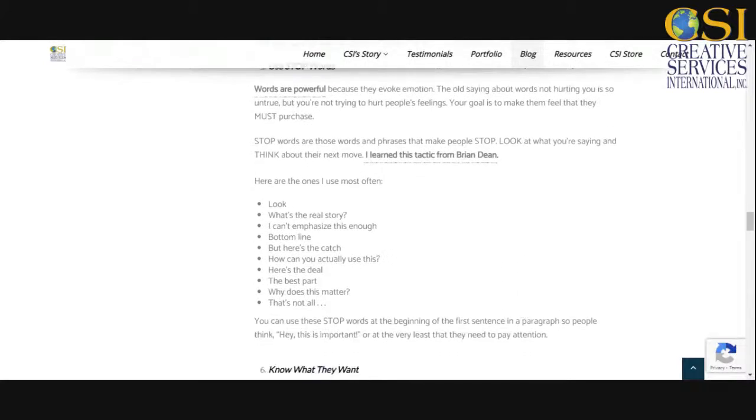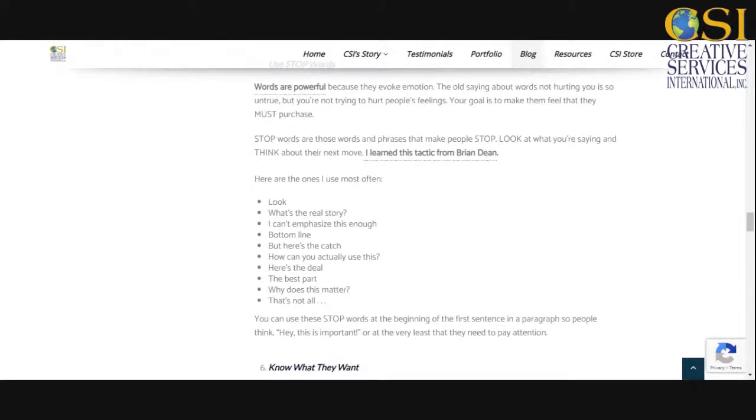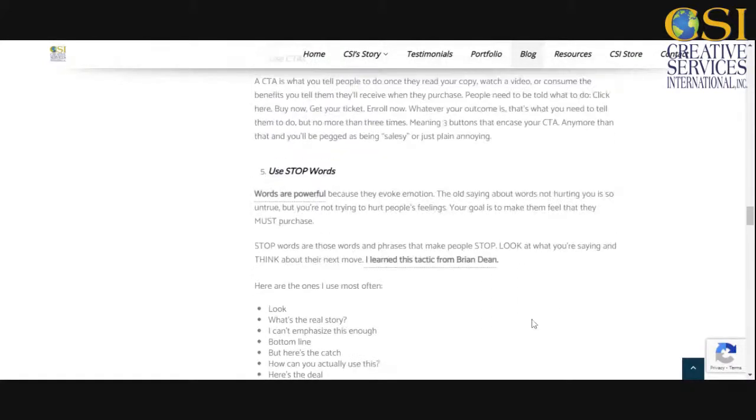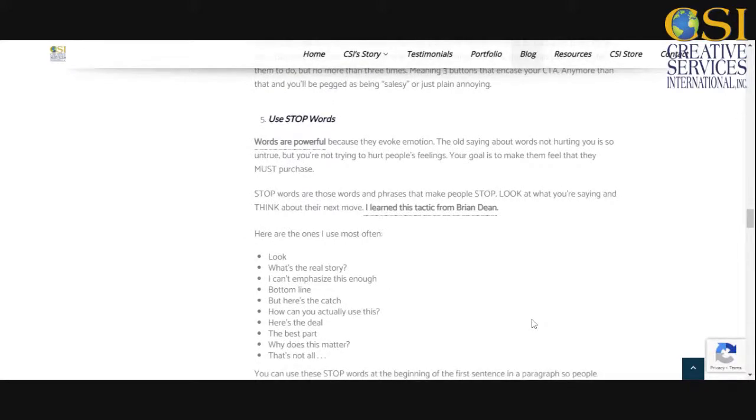And these stop words make people, just like it sounds, stop and look at what you're doing. You can use words like, look, what's the real story? I can't emphasize this enough. Bottom line. But here's the catch.